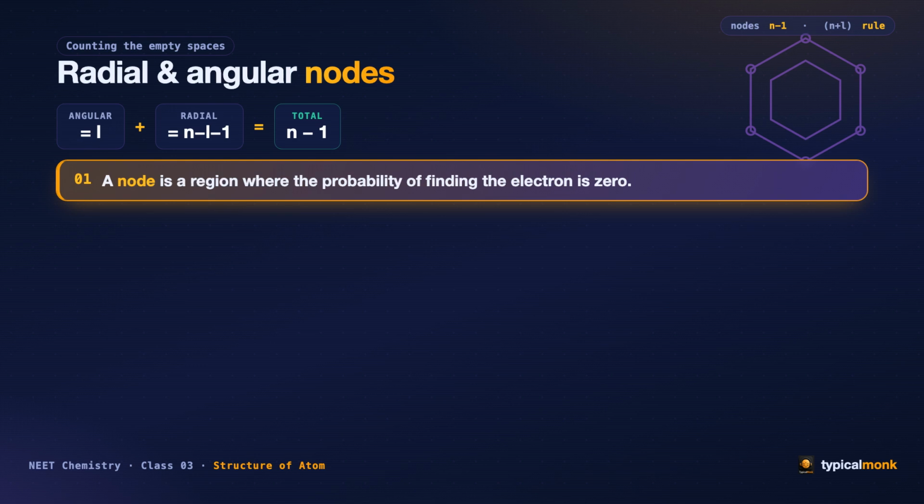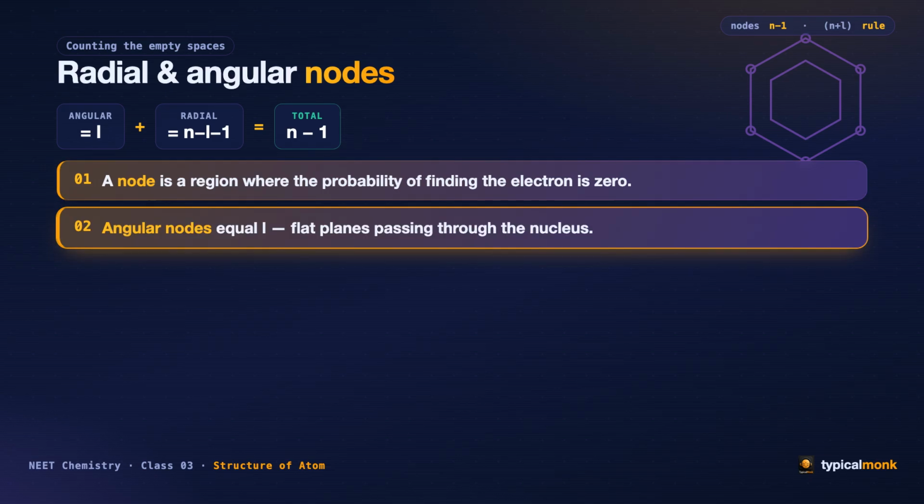Let us slow right down on nodes, because this is where easy marks are won and lost. First, what is a node? A node is a region of space where the probability of finding the electron drops to exactly 0. The electron is on either side of it, but never in it.